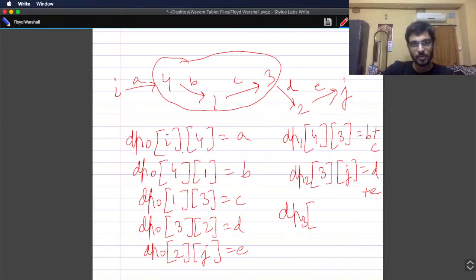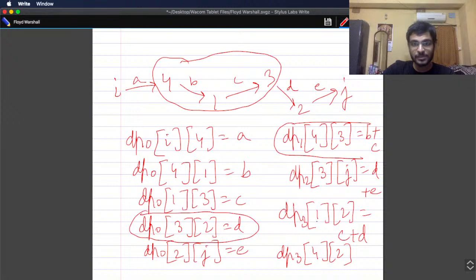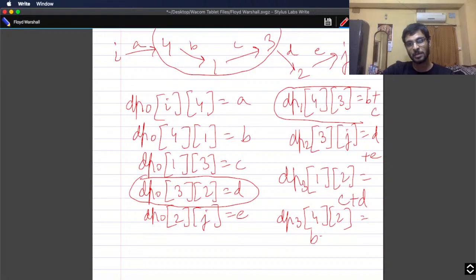You can directly merge because you know that 1 to 3 is going to be C and 3 to 2 is going to be D. So dp of 1 to 2 is going to be something like C plus D. What else? Can we say that with dp3 we can also merge 4 to 2? Why? Because we know that dp2 of 4 to 3 is going to be b plus c. We know this. 4 to 3 we know, and 3 to 2 we already know from here. And we are going to copy these values. For 3 to 2 we haven't found a better thing after this, so we're going to copy this. So it becomes b plus c plus d.